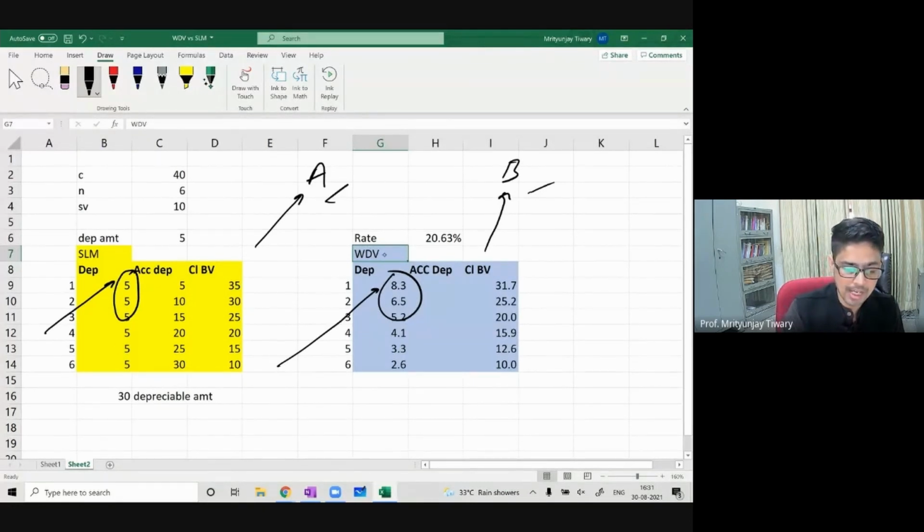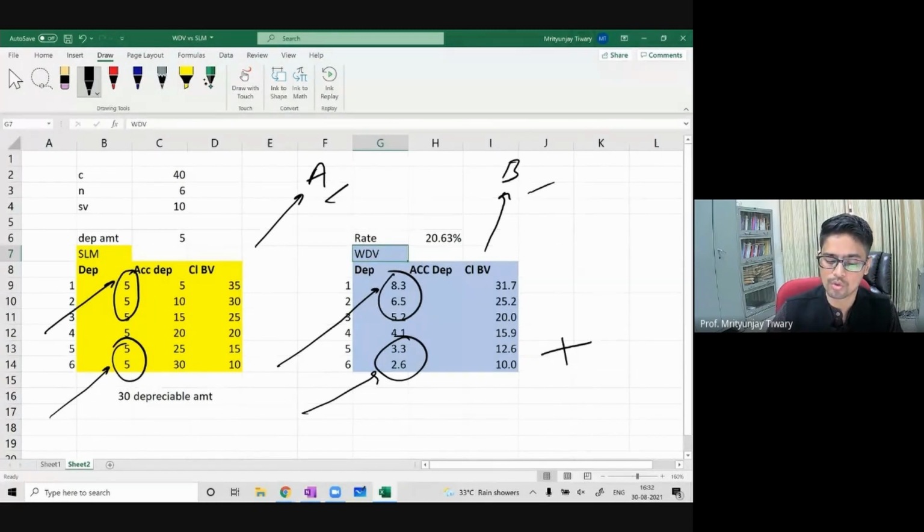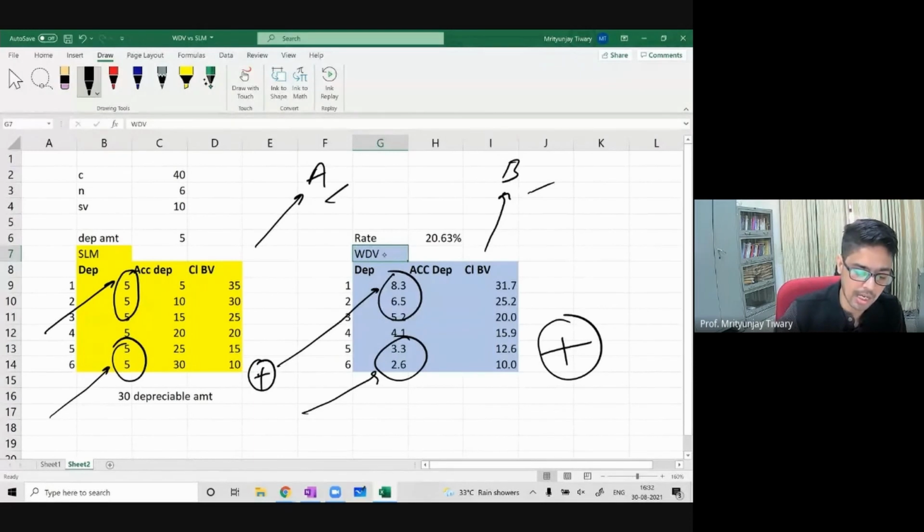Whereas if you look at the last few years, this thing is reversing. Company A continues to charge 5 lakh rupees, whereas company B is charging only 2.6 lakh rupees as depreciation. So if the performance was the same, then company B's profit will look to be a bigger number and company A's profit will look to be a smaller number. That is the first interpretation that I want all of you to notice. Now, second interpretation. When does this reversal happen?